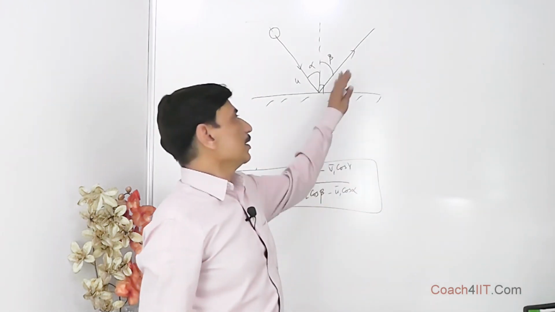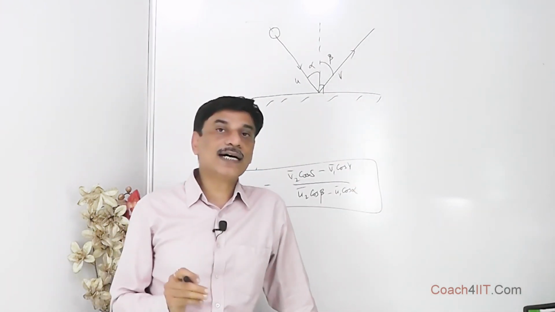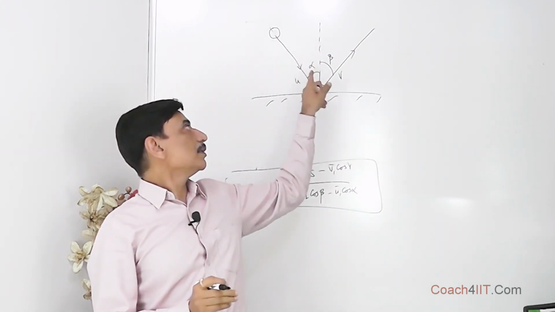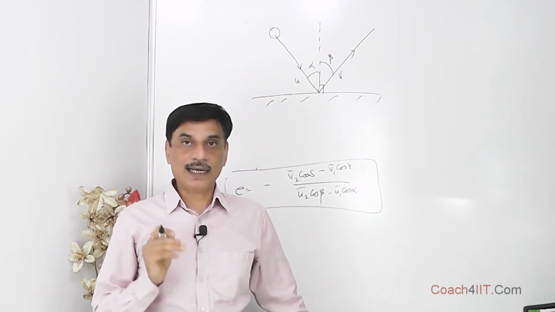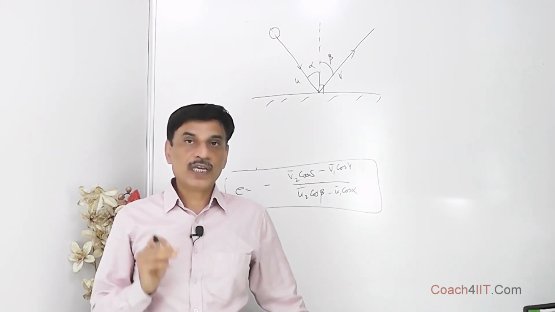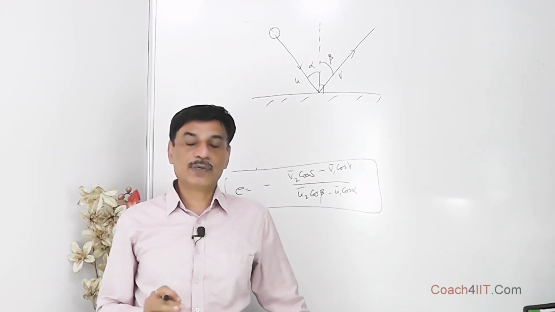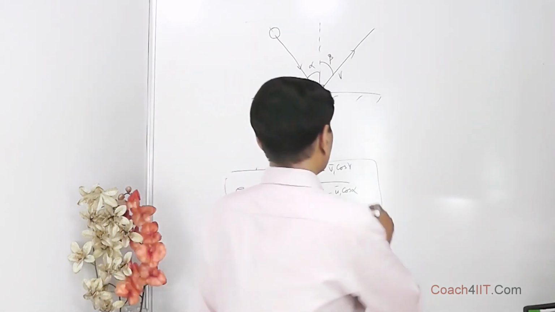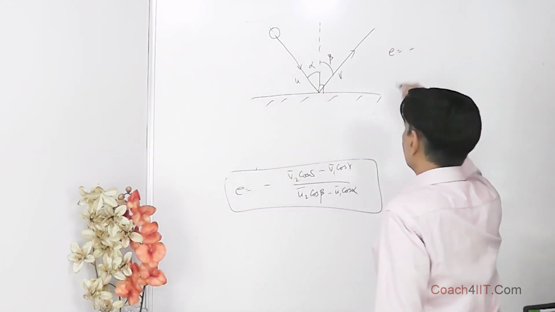That is, the velocity after the collision is making angle beta with the normal, whereas the initial velocity is making an angle alpha with the normal. Suppose this data is given, we are interested in what is the value of E. So we use the same thing. So E is equal to minus velocity of separation.